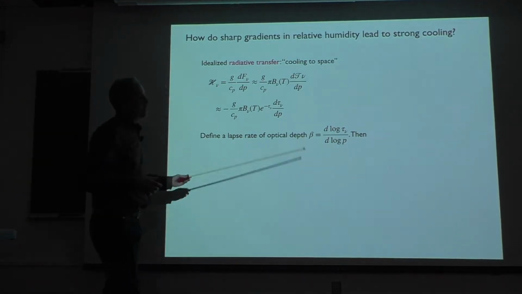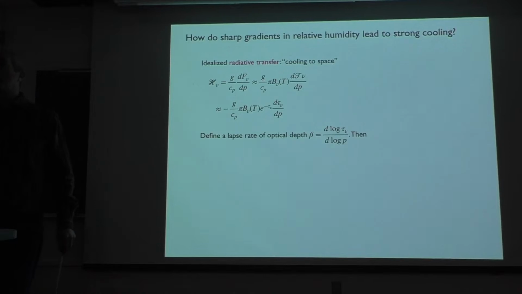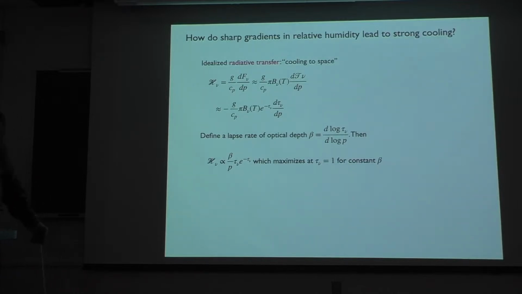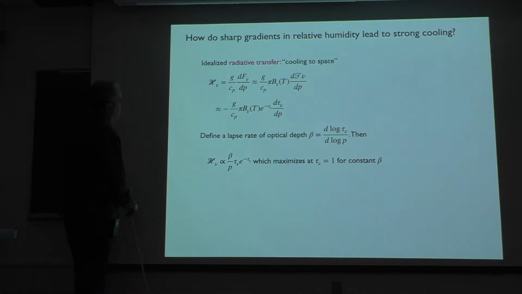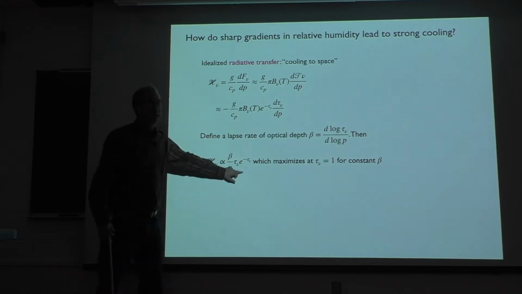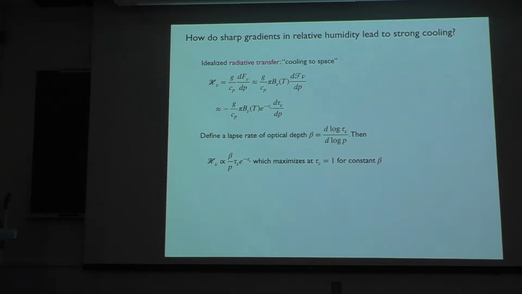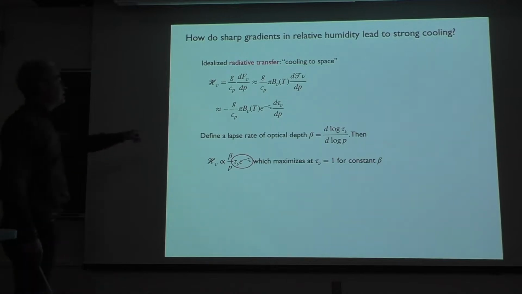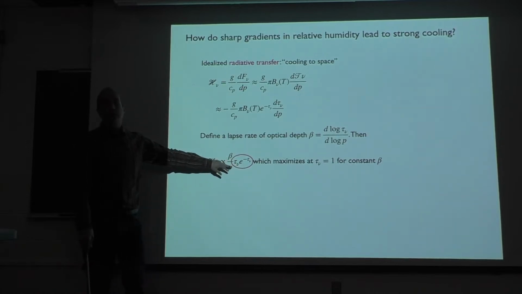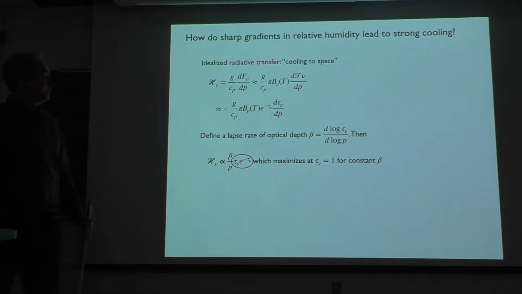For a gas like water vapor, that increase is more rapid because there's a correlation between pressure and temperature, and water vapor concentration with temperature through Clausius-Clapeyron. So that means that the heating rate looks like beta divided by the pressure times this term, which is what we think of as a weighting function. For constant beta, this is the cooling to space term that maximizes at tau equals 1.